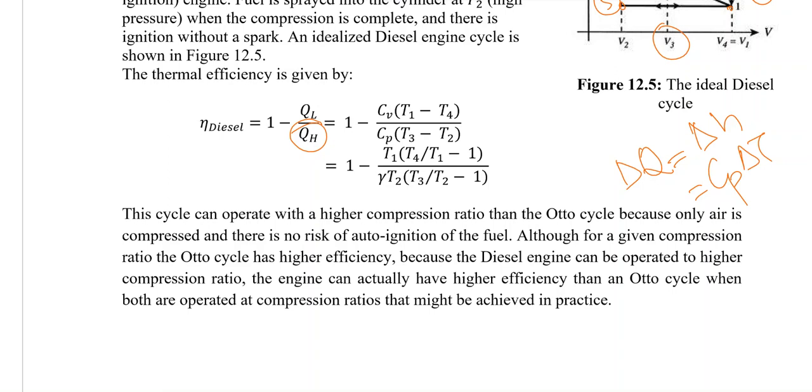Although for a given compression ratio, the Otto cycle has the higher efficiency, because the diesel engine can operate at a higher compression ratio, the engine can actually have higher efficiency than the Otto cycle. The Otto cycle would have higher efficiency than the diesel cycle if we are running at the same compression ratio. But obviously it is not possible for the Otto cycle to run at the same compression ratio, as there is a chance of auto ignition of the air and fuel mixture. So obviously a diesel engine has higher efficiency than the Otto cycle.